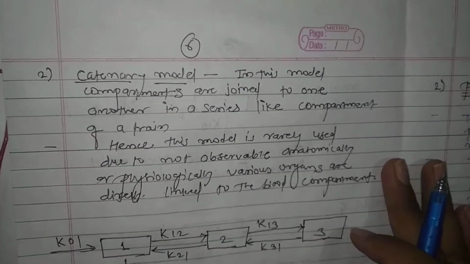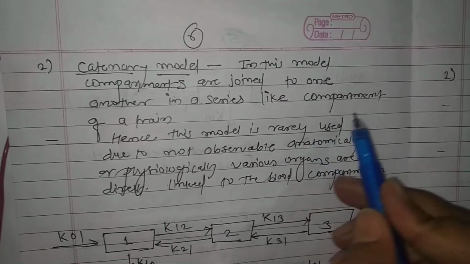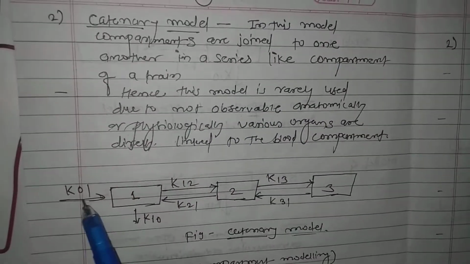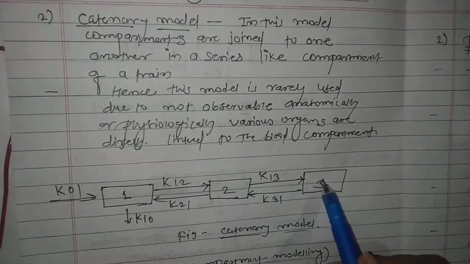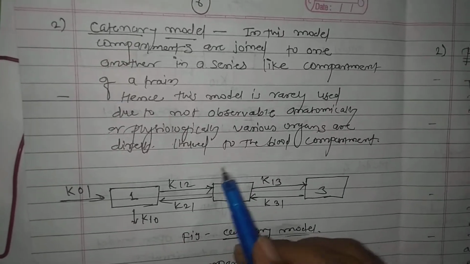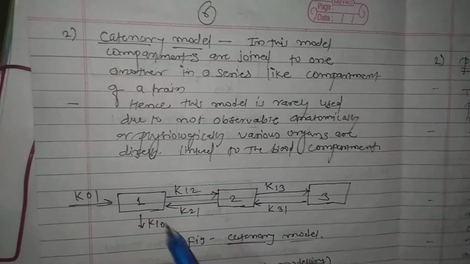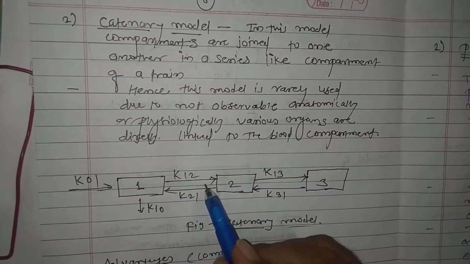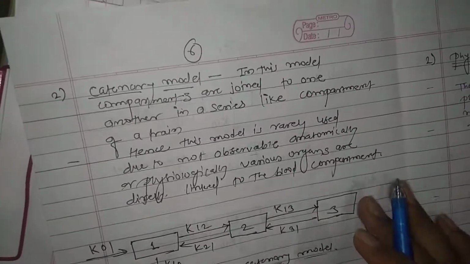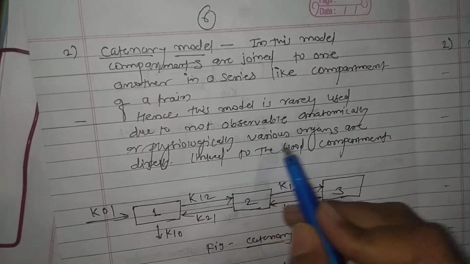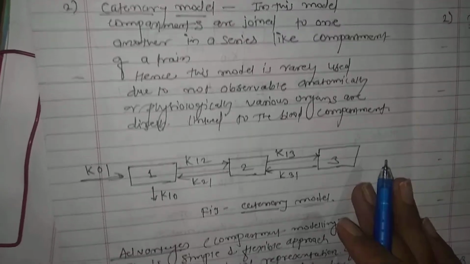Next, the catenary model. In this model, compartments are joined to one another in a series, like compartments of a train. So in this catenary model, the compartments are arranged in a serial model, 1, 2, 3, rather than a parallel model. In the mammillary model, the compartments are parallel to each other, but in the catenary model, the compartments are arranged serially, like a train engine with coaches. Hence this model is rarely used, as it is not observable anatomically or physiologically. Various organs are directly linked to the blood components.